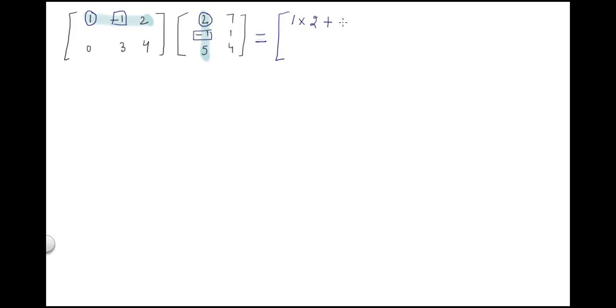So -1 into -1, you can write like this, -1 into -1 plus, then it is 2 multiplied with 5. So you write 2 cross 5. So this is the first step. Using this, we will get our first element.